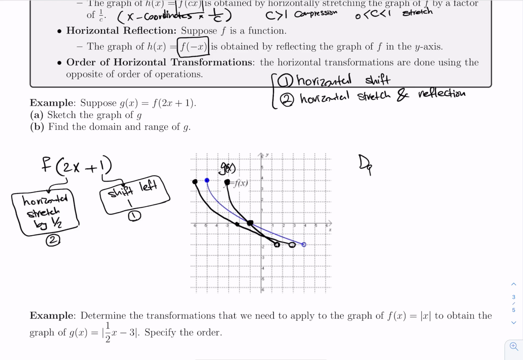The domain of g has changed. We applied horizontal transformations, so we changed the x coordinates. The domain is currently negative 3 closed to 1.5 open. The range, however, did not change. It is the same as the range of f: open negative 2 to 4 closed.